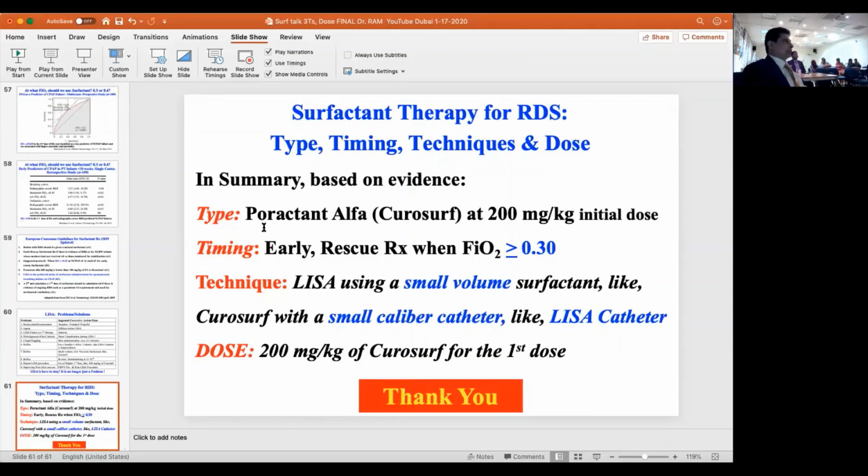So in summary, based on the evidence I've shown you: type of surfactant, Curosurf or poractant alpha, 200 milligram per kilo for the first dose is better. Timing, when they go to an FiO2 requirement of 0.3 or greater. Technique, LISA technique using a small volume and a small caliber catheter, like a LISA catheter or an angio catheter. Dose, clearly 200 milligram is better for the first dose than 100 milligram per kilo.